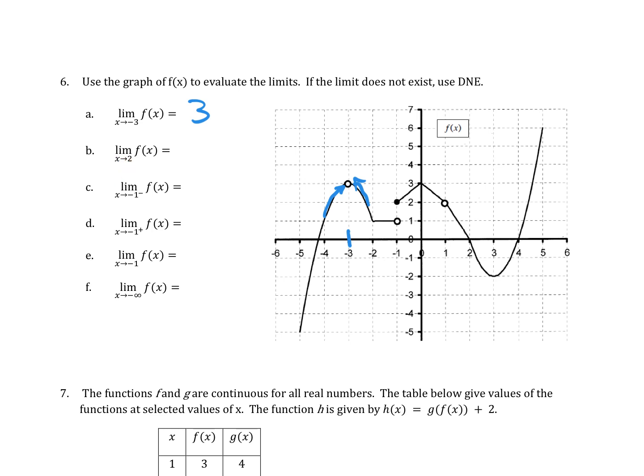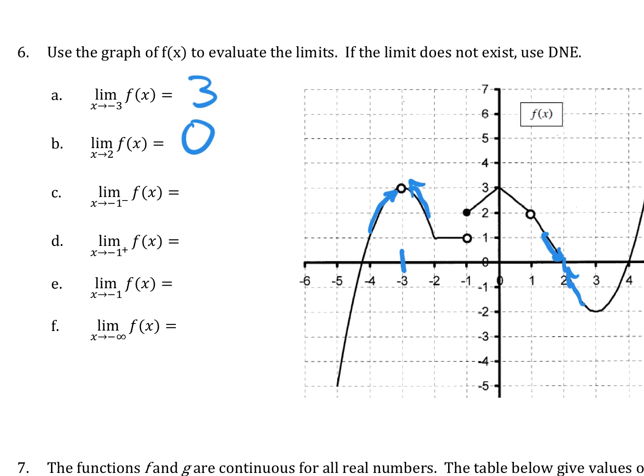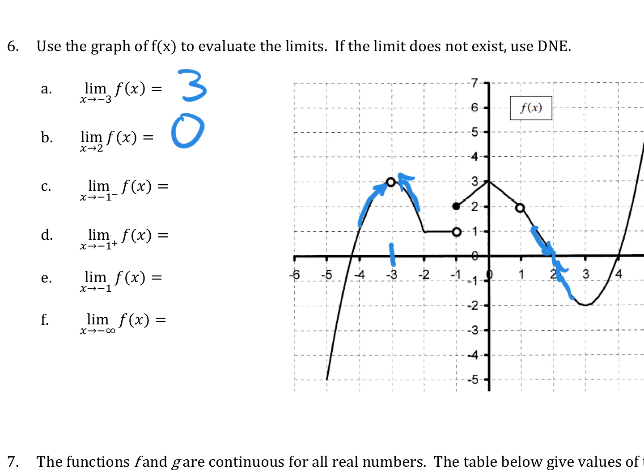How about as we're going to 2? So as x is going to 2 over here, the y value is going to 0. The y value is going to 0 from the other side. So the limit of the function, which is the y value, is 0. Now, the limit as we're going to negative 1 from the left. That little negative 1 there means we're coming from the left. All right, well, here's negative 1. Okay, coming from the left, the limit is 1. Coming from the right, so going to negative 1 from the right, what is the y value we expect? We expect a y value of 2.